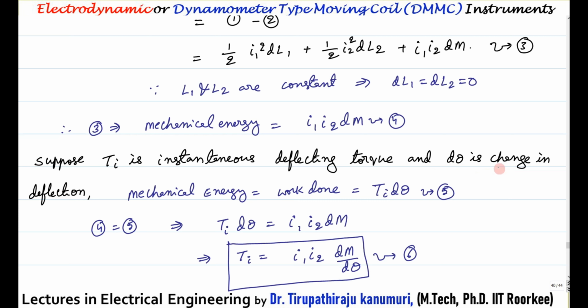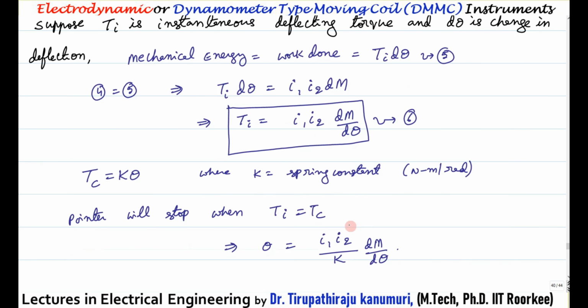let us take d theta as the change in the deflection. In that case the mechanical energy is doing some useful work. That work done is nothing but torque multiplied by theta, where the small change is d theta. So Ti multiplied by d theta. Comparing equation number 4 and equation number 5, we can say both are equal. So Ti d theta will be equal to I1 into I2 into dm. Or otherwise we can say that Ti is I1 multiplied by I2 multiplied by dm by d theta.